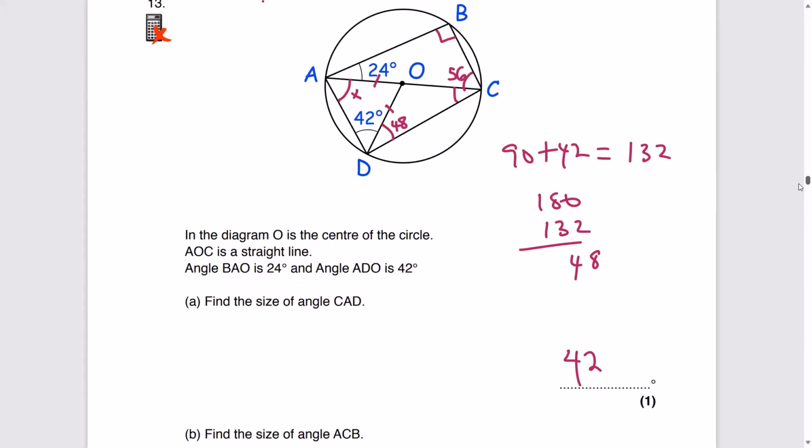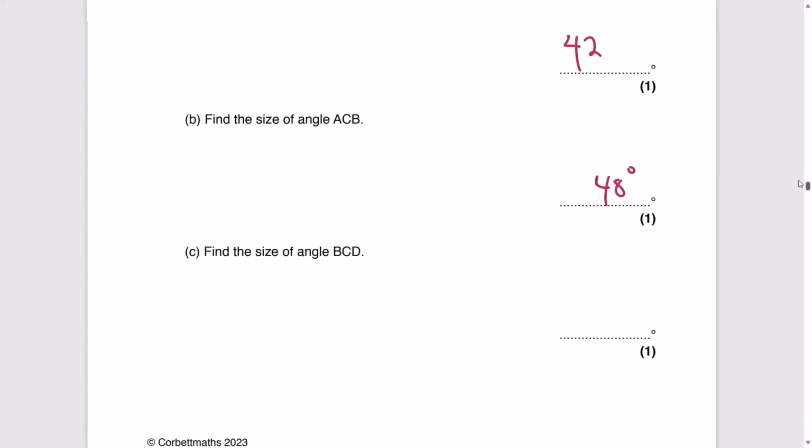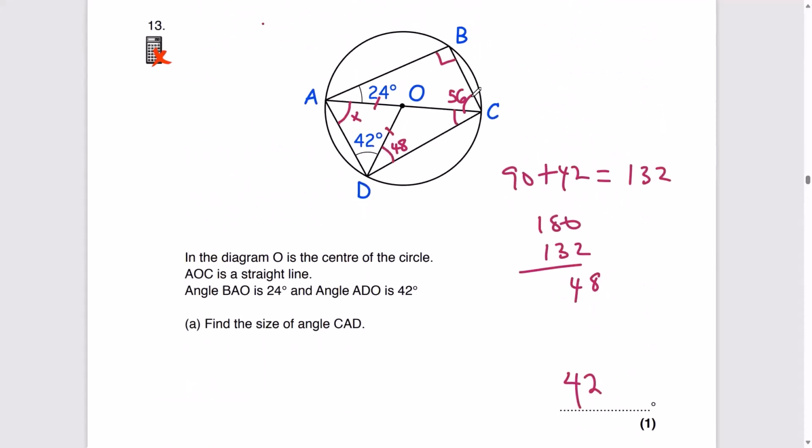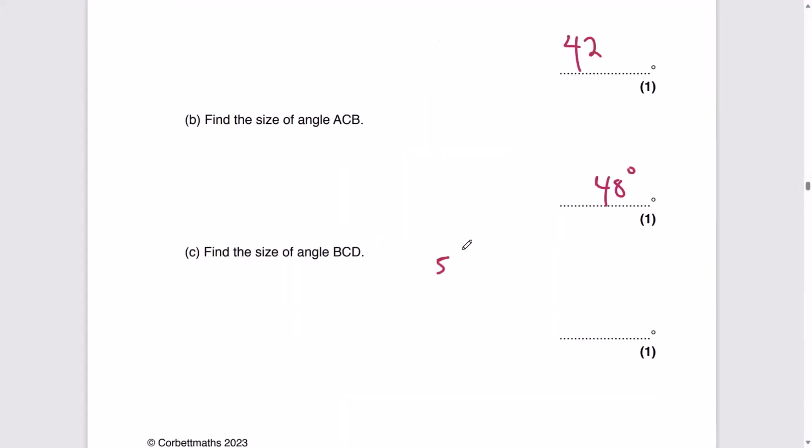Yes. And lastly, looking at BCD. Okay, so the whole of this angle. Okay, so basically what you do, since you know here is 48, you need to add this to angle 56 plus 48. That's 104 degrees. Did you get that? Yes.